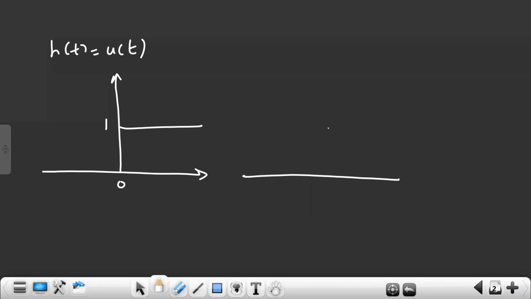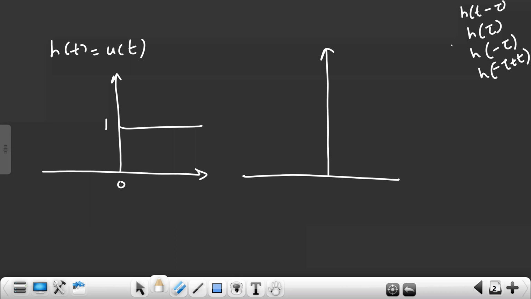But we need h of t minus tau. So to plot h of t minus tau, what you have to do? First you plot h of tau, then you plot h of minus tau, then you plot h of minus tau plus t. These are the steps that you need to follow. Sir, shouldn't the graph be h of tau? Yeah, h of tau. So first I just plotted h of t, and I would like to replace t with tau. That's all. Okay.